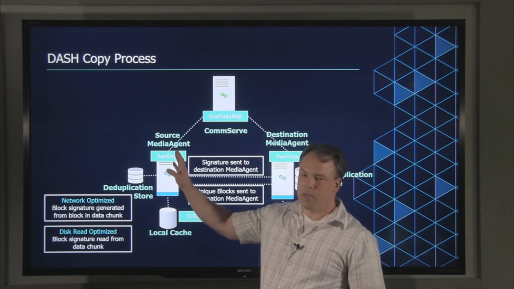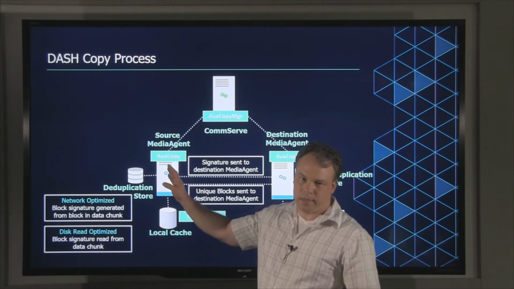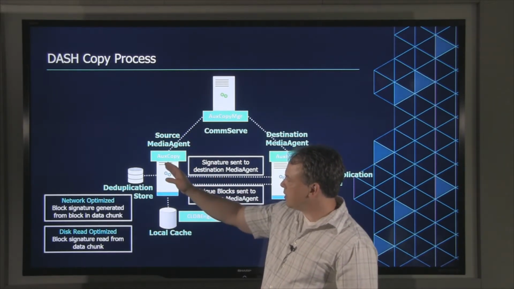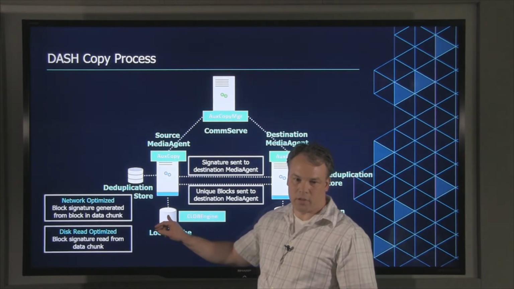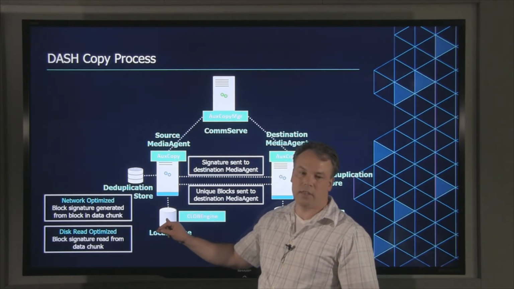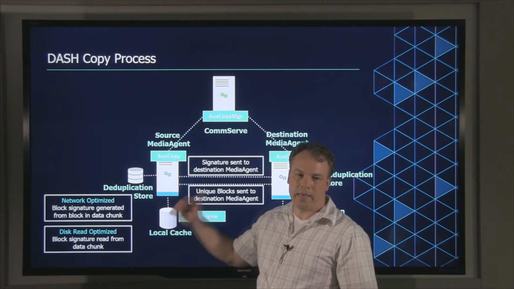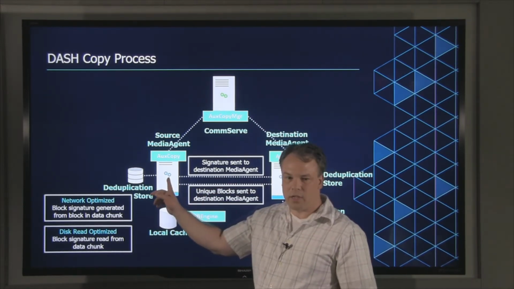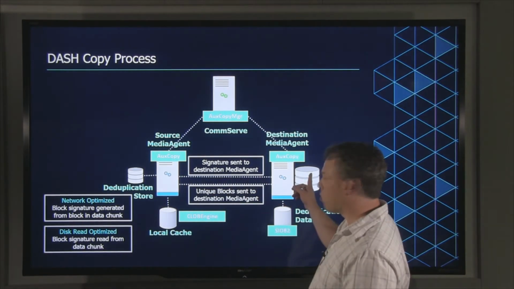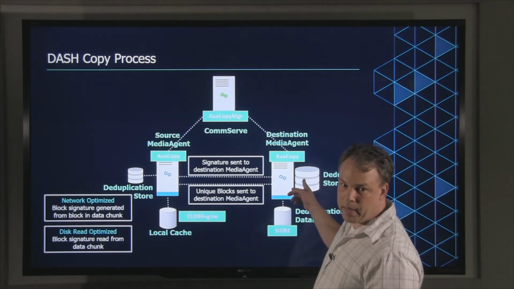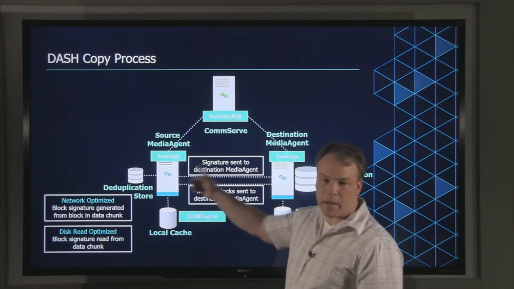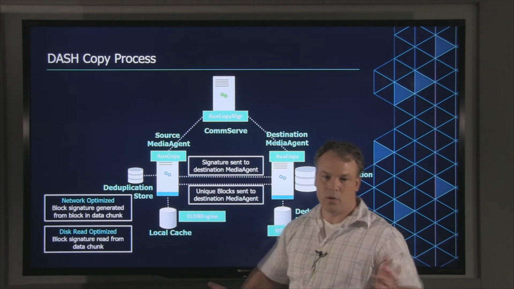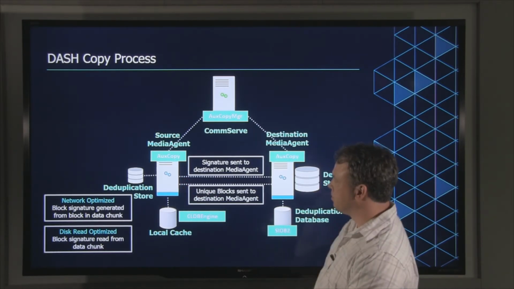Basically, what's going to happen when you do the aux copy, be it network or disk optimized, we're going to get the signature, check it in locally first. If the signature doesn't exist locally, we assume it doesn't exist on the other end. And we immediately send the signature and the data across to the other media agent. This way it avoids back and forth chatter going on. That's all optimized for high latency does.